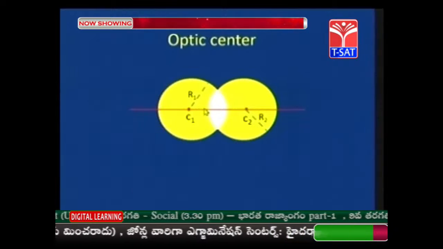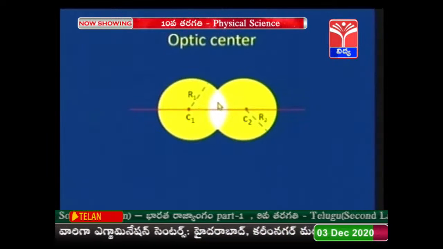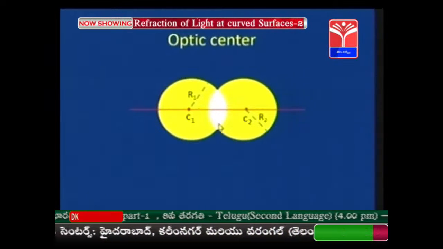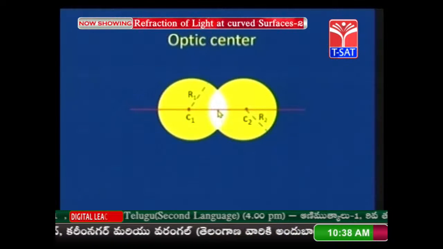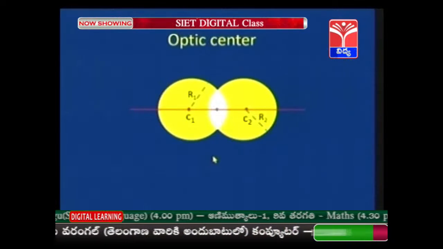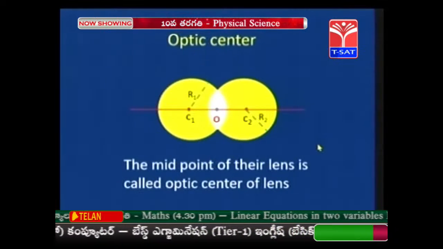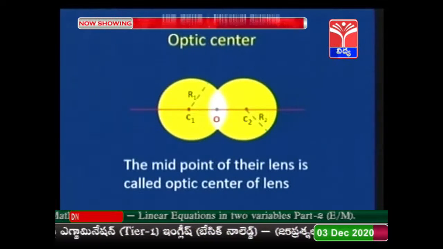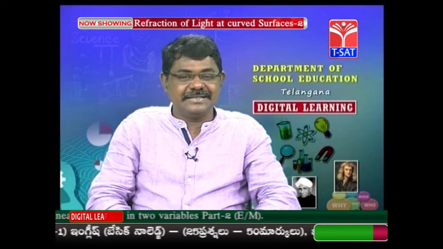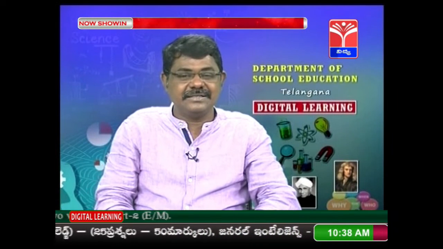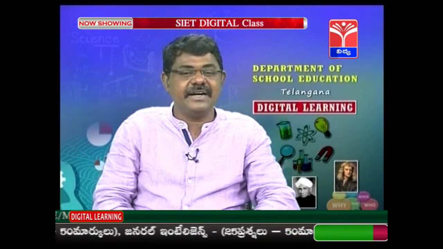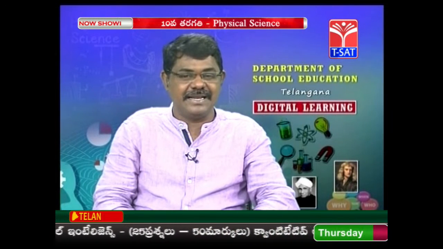This is the formation of the biconvex lens, and the white region is the biconvex lens, and the midpoint is known as the optic center. So the midpoint of a thin lens is called the optic center of the lens. Dear students, so these are the different terms of the biconvex lens.